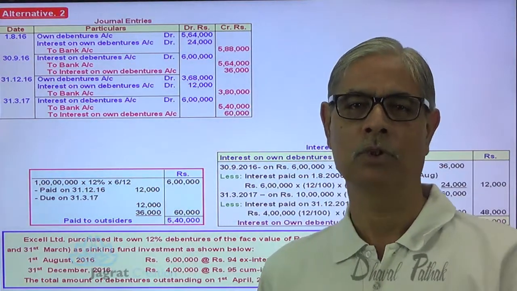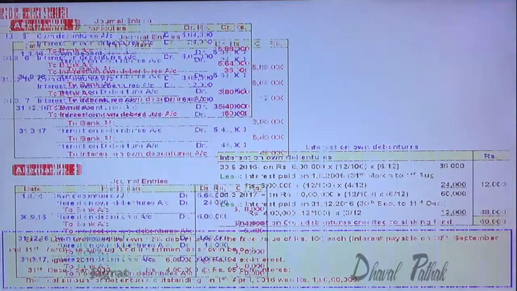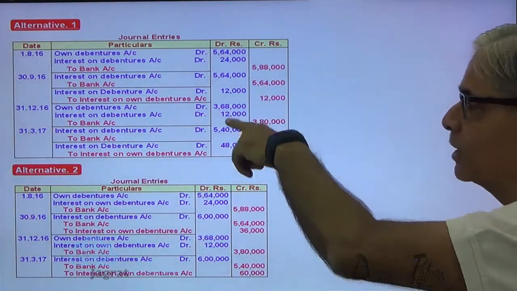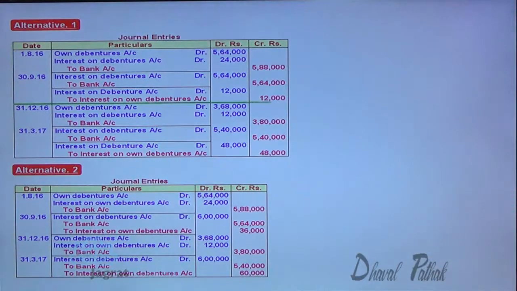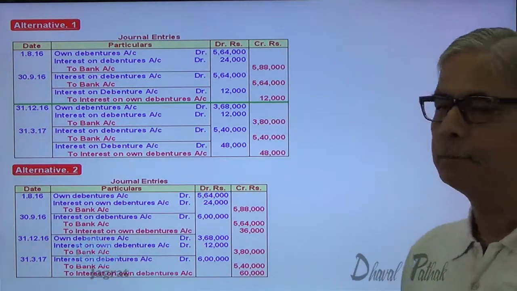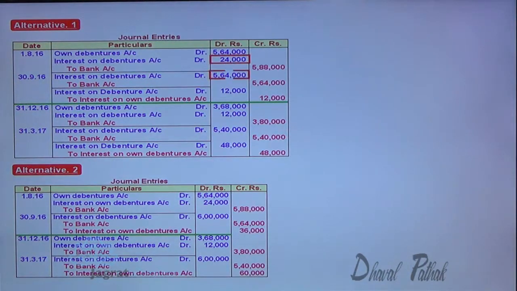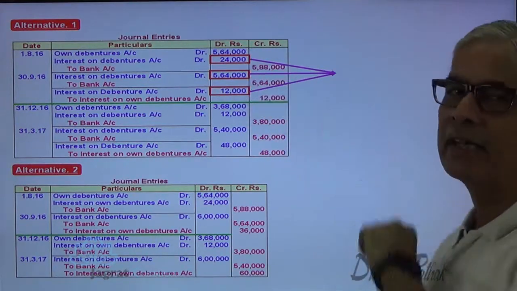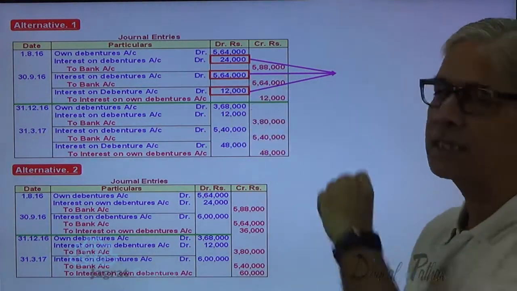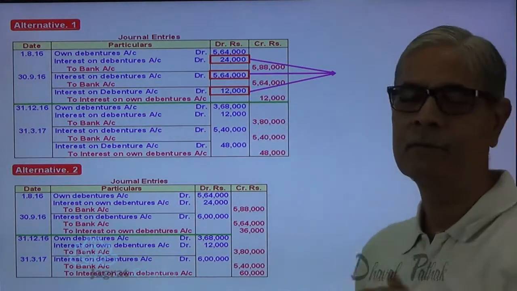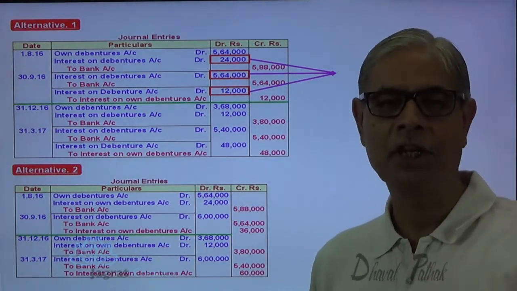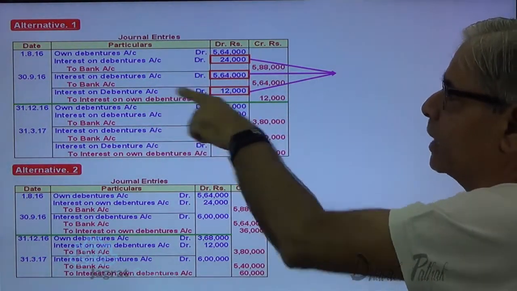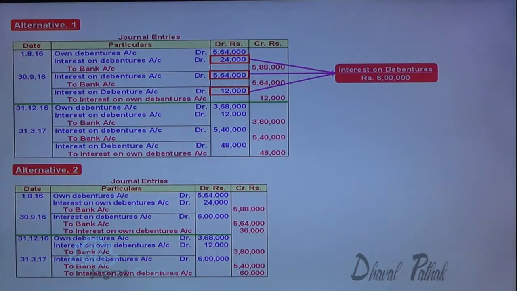Now I want to compare both before you. So these are the two alternatives with which I have recorded the entry. This is the first style, this is the second style. Notice the first 6 months: amount debited to debenture interest account 24,000, 5,64,000 and 12,000. This 24,000 was paid at the time of purchase, 5,64,000 paid to outsiders, and 12,000 interest on own debenture recoverable from the company itself. So the total amount debited to interest on debentures account works out to 6 lakhs.